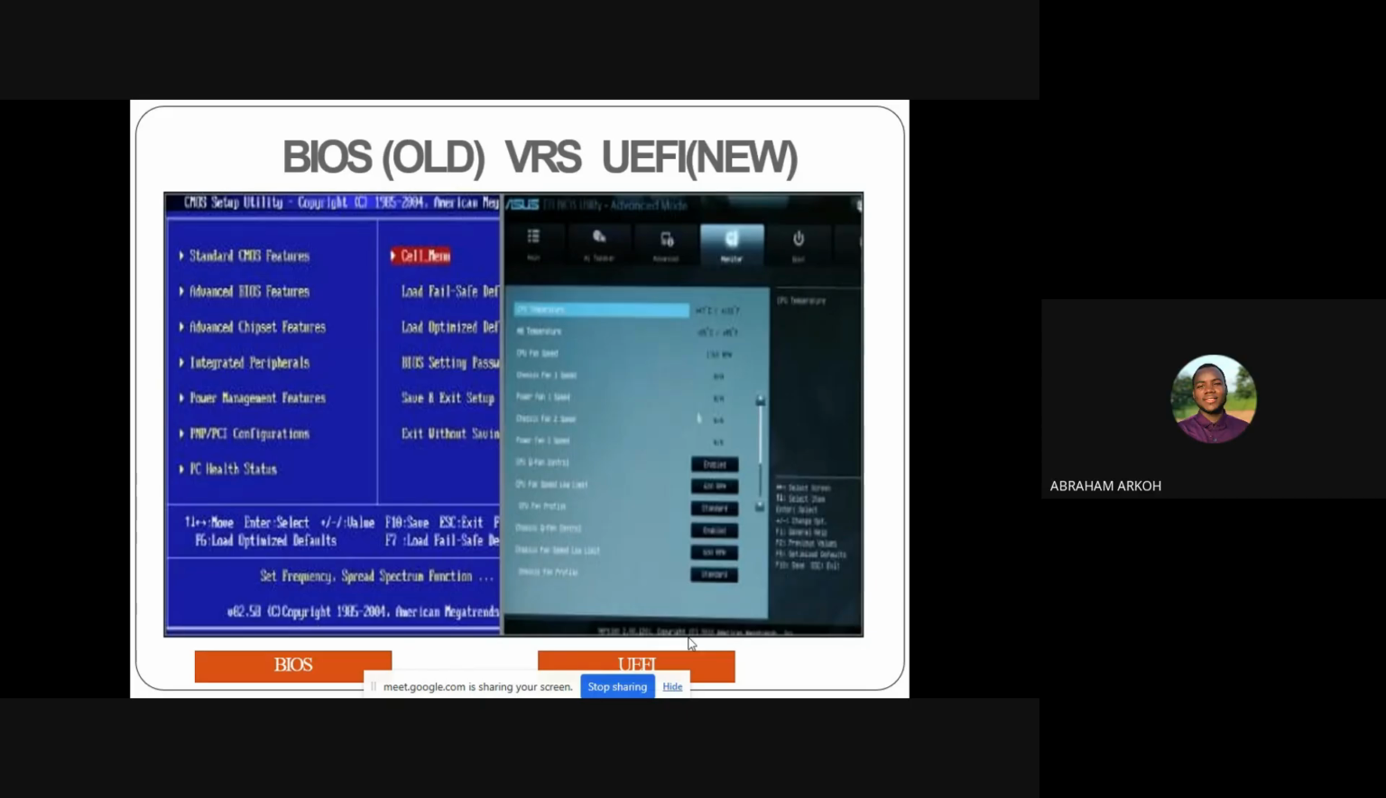Was the old BIOS having these options like what we are seeing now, or was it only a blue screen? No, it was only the blue screen. It was not having a lot of the functionality that we have in the UEFI. So that brought about the new technology. Anytime we bring a new technology, it is because the old one has some challenges, so they come out with a new technology to outsmart the old one. The BIOS doesn't even support secure booting, but the UEFI supports secure booting. If you're using the UEFI technology, it is much more secure than using the BIOS.